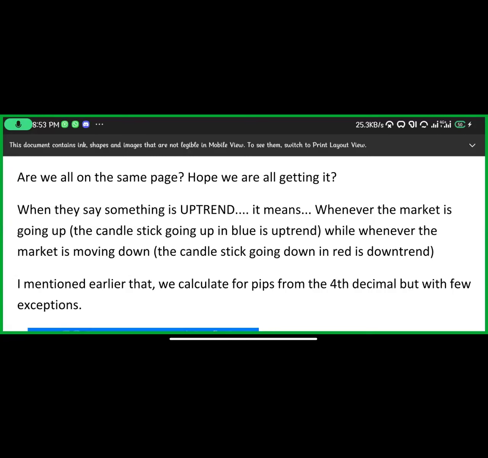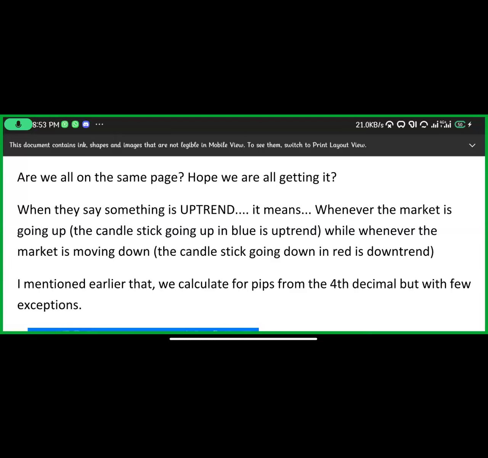So now I have to create. Now, when they say something is uptrend, it means whenever the market is going up, that means a candlestick going up in blue is an uptrend. Whenever the market is moving down, the candlestick going down will show you red from your chart. You see it. It's indicating that it's a downtrend.